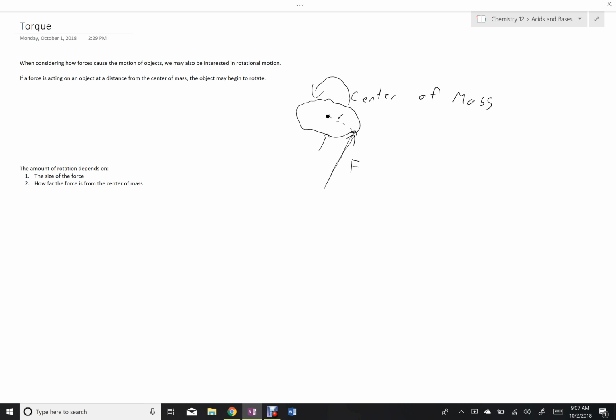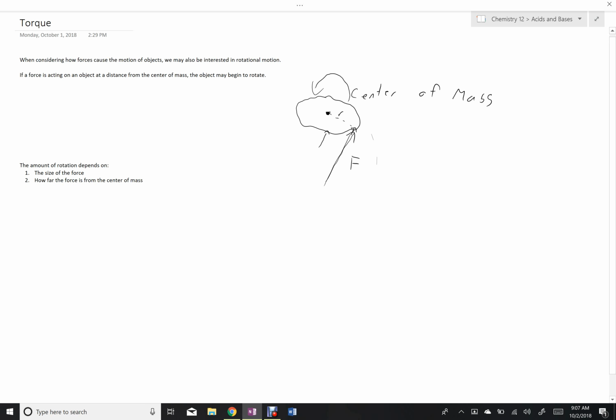In physics, we talk about the combination of these two factors as the torque acting on the system. Torque is equal to the distance from the center of mass to where the force is applied to the object, R, and that's this R right here, times the force. There's one more thing here.